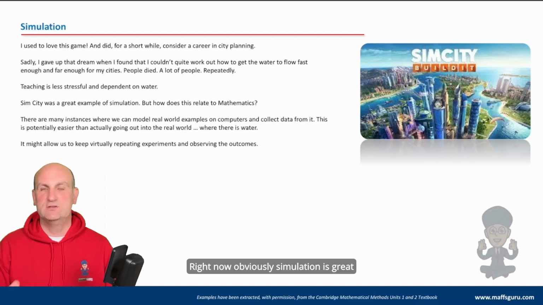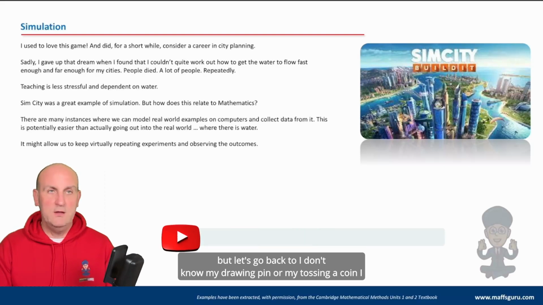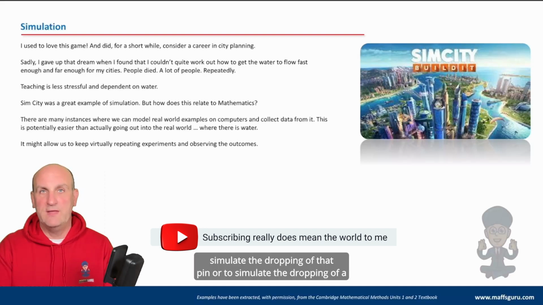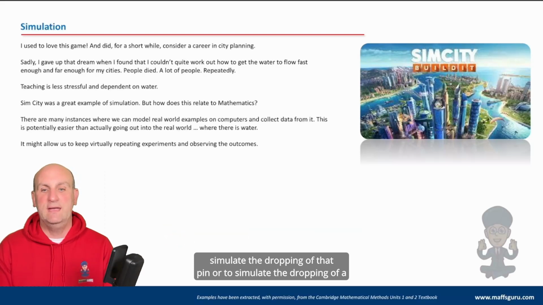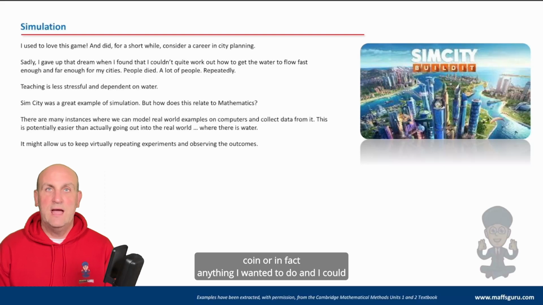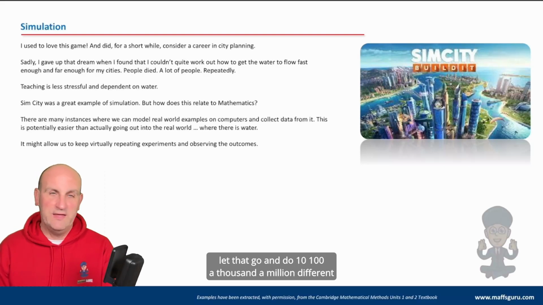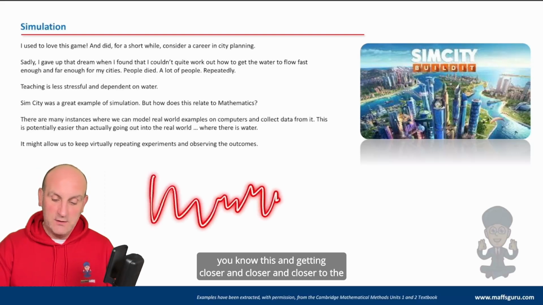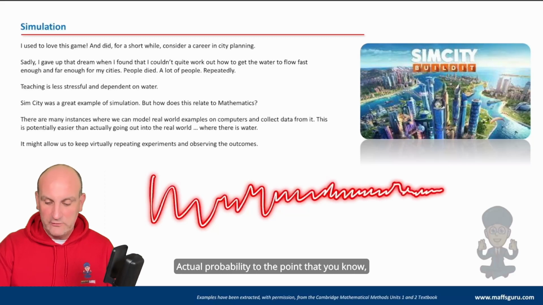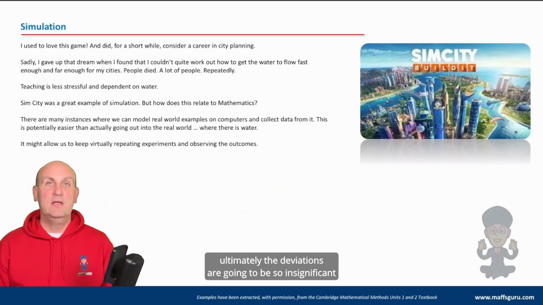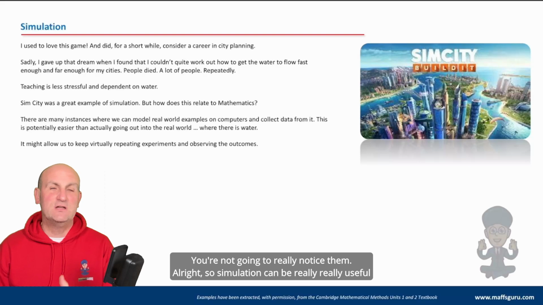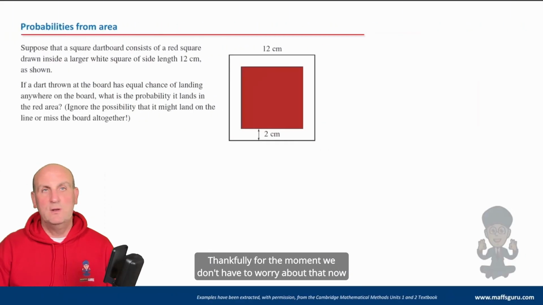Right now, obviously, simulation is great. But let's go back to my drawing pin or my tossing a coin. I could get my computer with a little bit of code to simulate the dropping of that pin, or of a coin, or in fact anything I wanted to do. I could let that go and do 10, 100, 1,000, a million different experiments and draw it on a graph and actually see it getting closer and closer to the actual probability, to the point that ultimately the deviations are so insignificant you're not going to really notice them. So simulation can be really, really useful. Thankfully, for the moment, we don't have to worry about that.